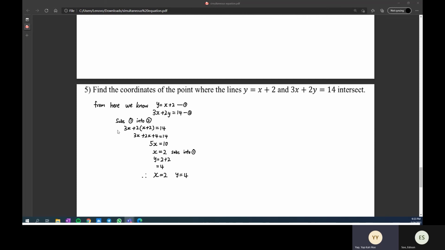And then we will sub x equals 2 into the first equation, which is y equals 2 plus 2, which is 4. So therefore, x equals 2 and y equals 4. And after these few examples, I will pass it to Edison to show you some harder questions.